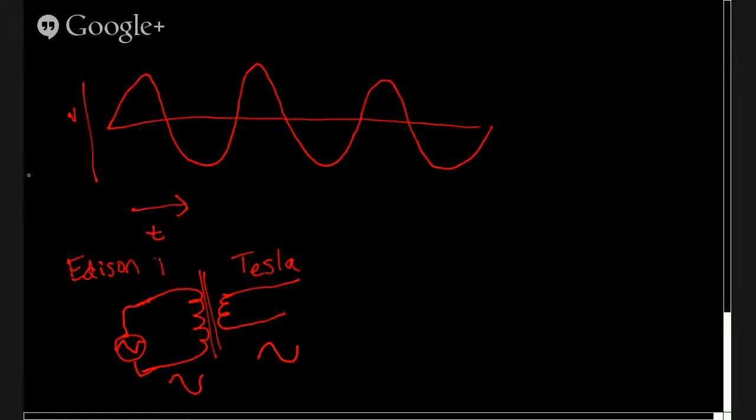So this is what we call a transformer. It'll take our, say, 100 volts, and we'll end up with the same amount of power on the other side, but we can change these ratios of windings to change the voltage. And Tesla said, hey, this is great, because with higher voltages, we know from Ohm's law, V equals IR.